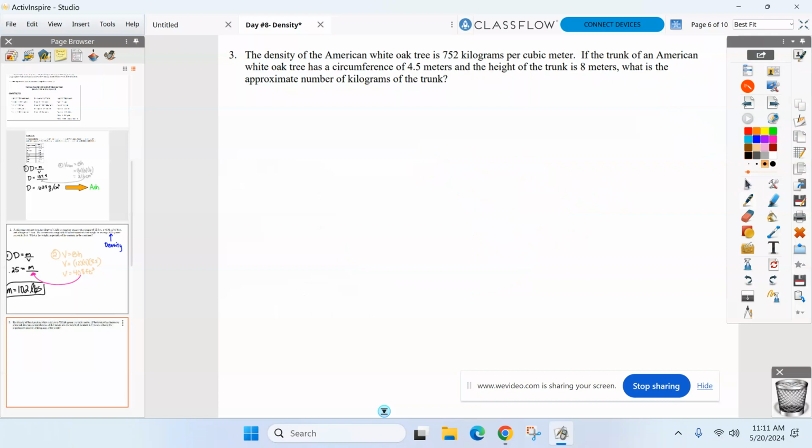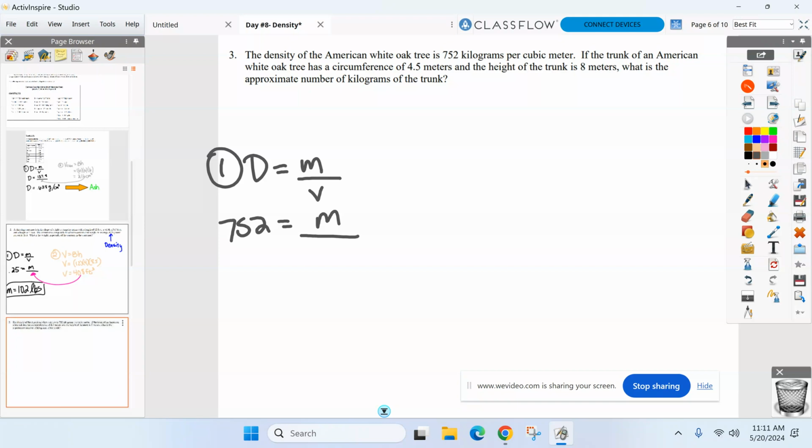752. All right. Well, I came out and gave you density. I told you there, but in case you didn't know, it's kilograms per cubic meter, mass and volume. Something a little different is going to happen here when I find the weight. So I still go back to mass over volume, plug in 752 for D, finding the mass of this American white oak tree.